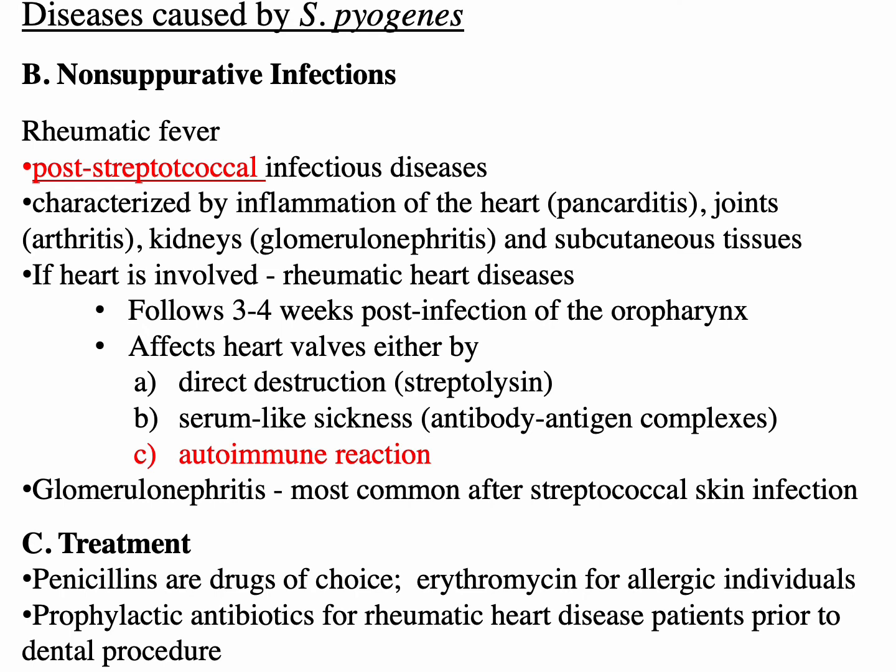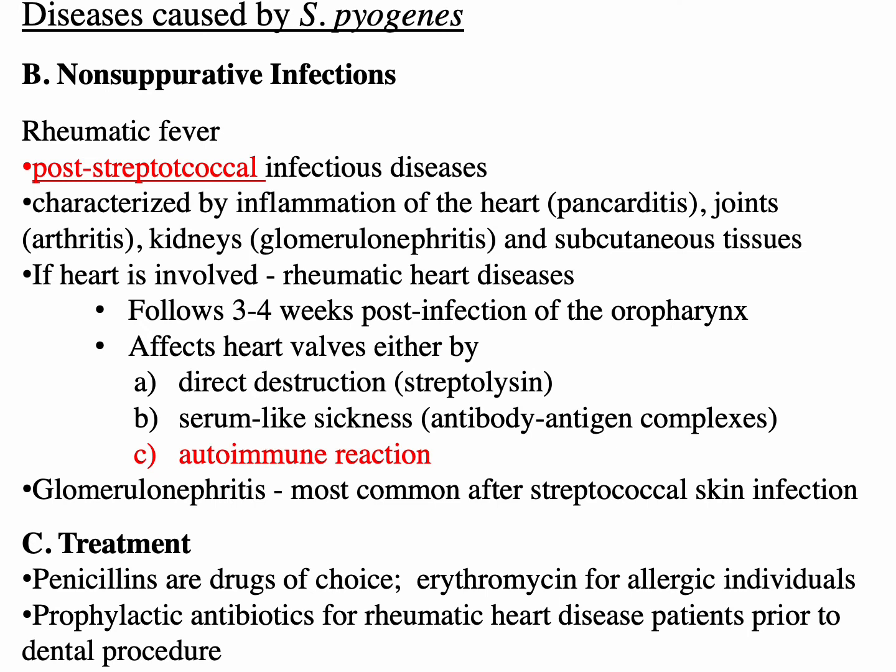For treatment of group A strep infection, penicillin is still the drug of choice because group A strep is, by and large, quite sensitive to penicillin. For patients who are allergic to penicillin, they can use erythromycin.